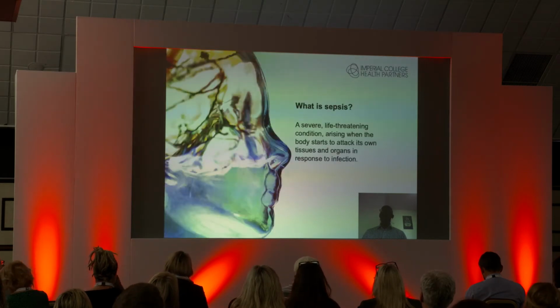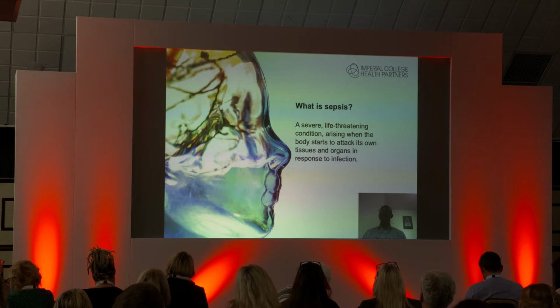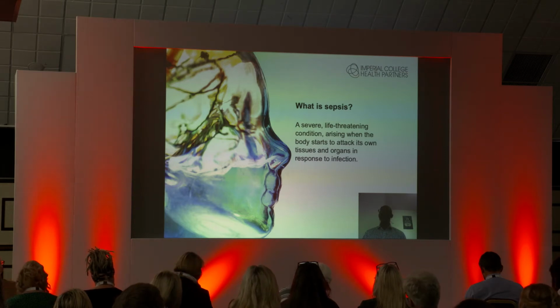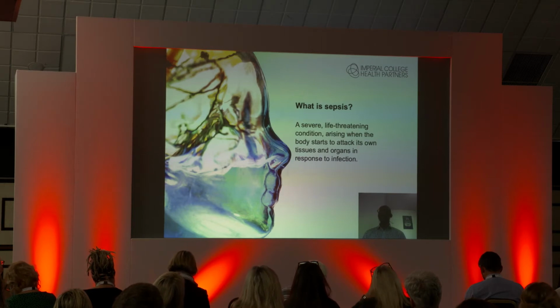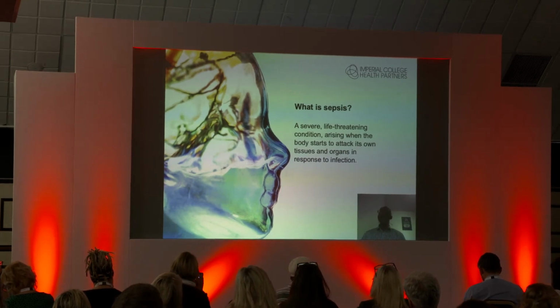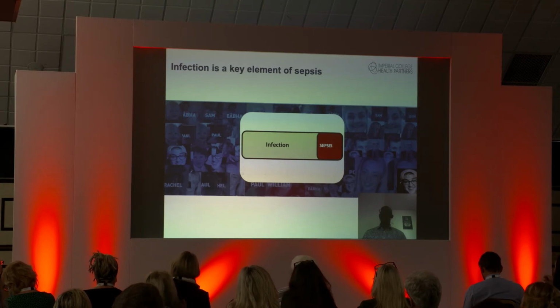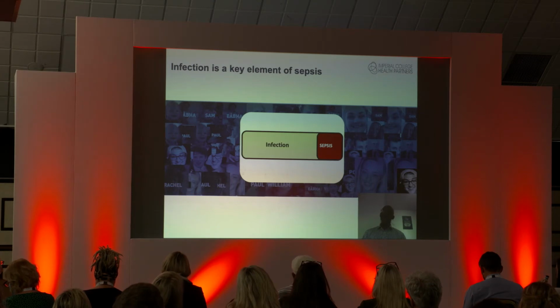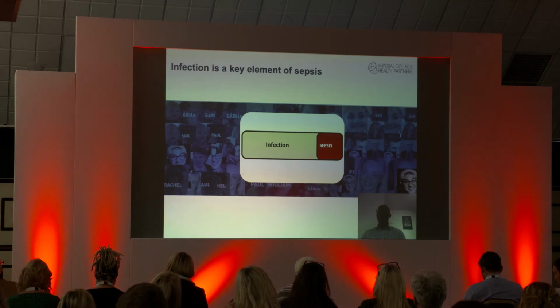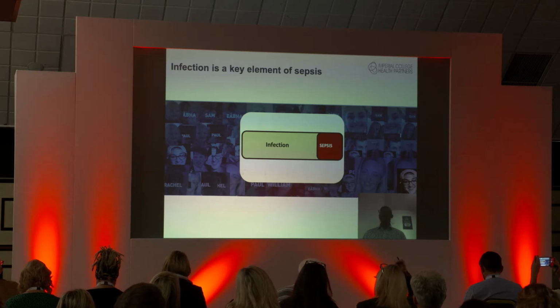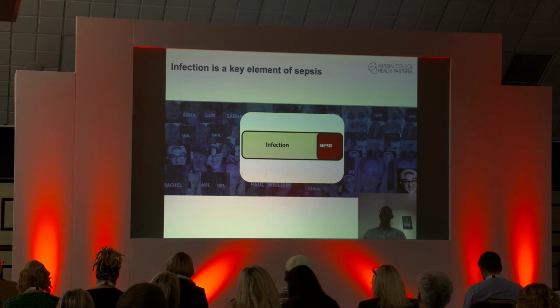So, what is sepsis? Sepsis is a severe life-threatening condition. It arises when the body starts to attack its own tissues and organs in response to an infection. So we know for a fact that nobody has ever yet had sepsis without first having an infection. And that interaction between infection and sepsis is very important. It's very important for the tool that we've developed, and it's also very important for the way that we propose that the outcomes, the scale, and the frequency of sepsis should be measured in future.